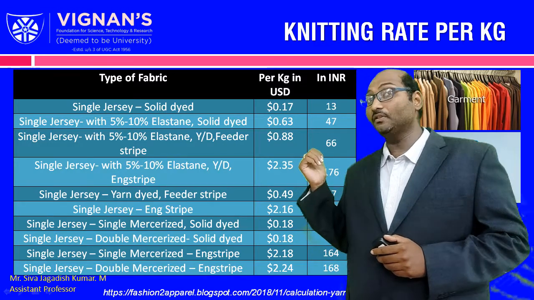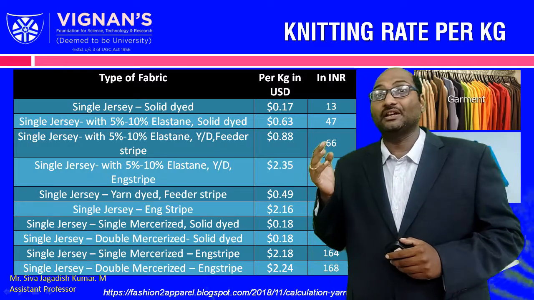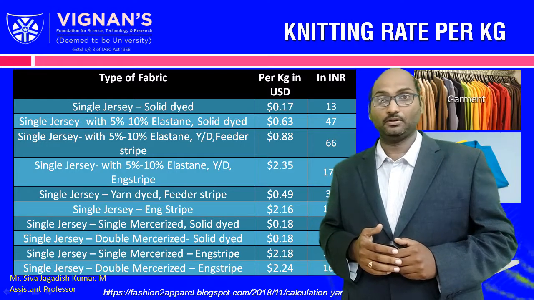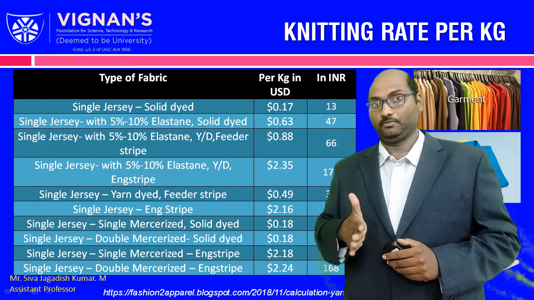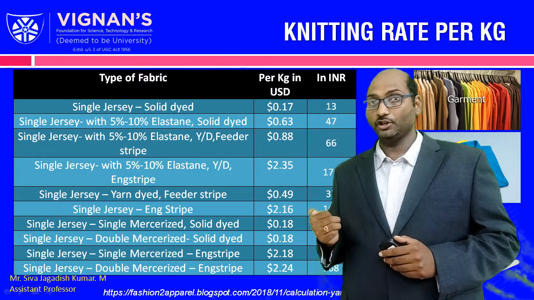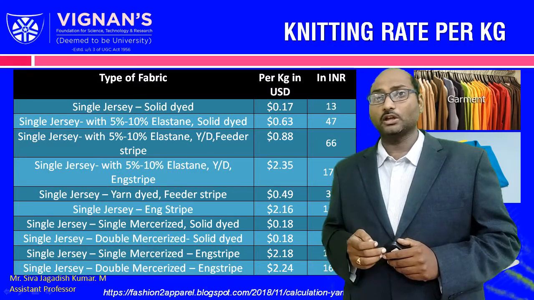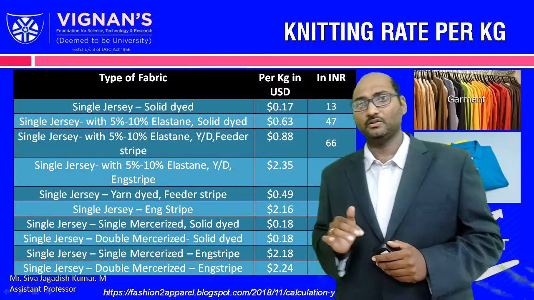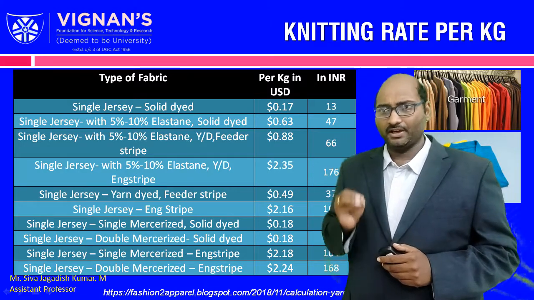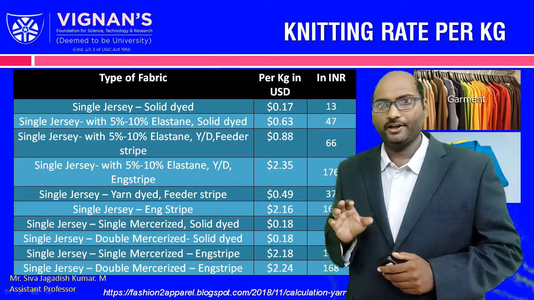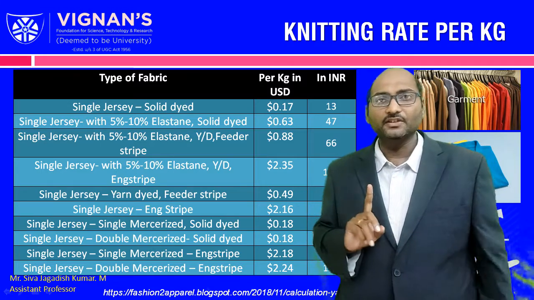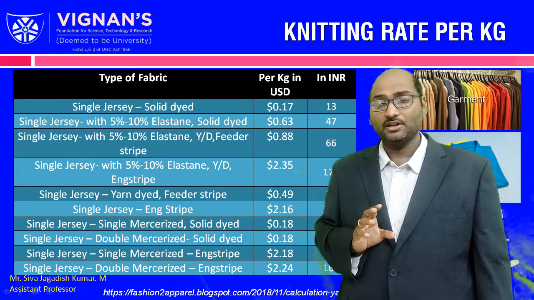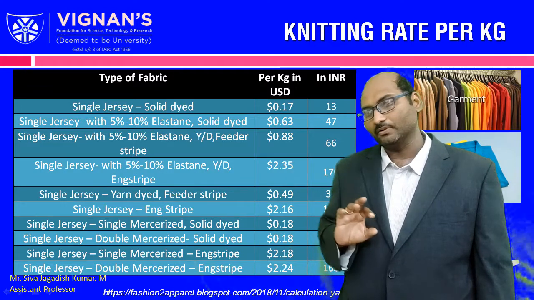In this case, now what happens? The knitting charges are as high as 176 rupees, isn't it? Just for converting. So in case of engineered stripe or auto striper, the cost is very high. Whereas if it is feeder striper, it is less. If it is solid dyed, where a single color is involved, then the knitting charges are very low. So that is the reason in many cases what happens?